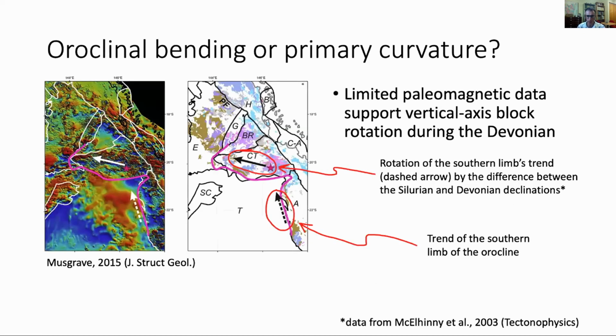Now, there is a very limited amount of data supporting one model or another, but Bob Musgrave pointed out that the declination of Silurian paleomagnetic data from the Charters Towers province is significantly different from the Gondwanan Devonian declinations. So by rotating the trend of the southern limb of the orocline through the difference between the Silurian and Devonian declinations, we get an orientation that is not dissimilar to the east-west orientation of the Charters Towers province. So based on the limited paleomagnetic data, option 2 seems more likely, as it suggests a Devonian vertical axis rotation of the Charters Towers province.